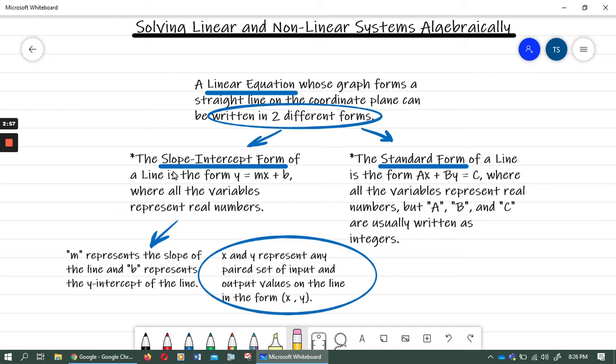If nothing else, you should remember the slope-intercept form. The slope-intercept form of a line is the form y equals mx plus b, where all the variables represent real numbers. I'm sure you've talked about it in a previous course, but depending on what's going on, you may or may not remember, or may not have had a chance to cover it.